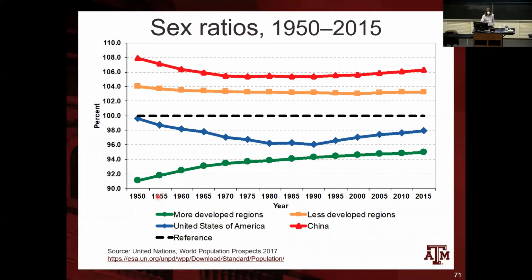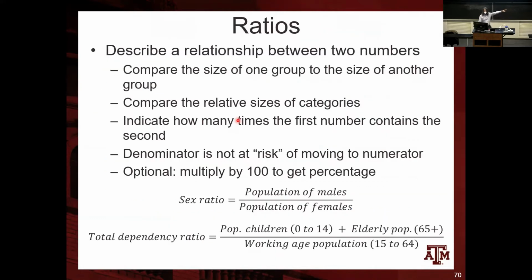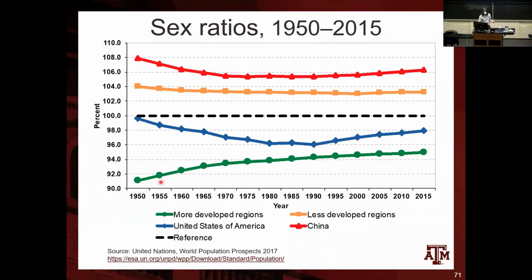That in more developed regions, you have a sex ratio below 100%. So just go back to the formula. I got this population of males divided by population of females multiplied by 100. If this number is above 100, I have more men than women. Below 100, I have more women than men. So what I see here is that in more developed regions, I have more women than men, right? But this differential has been declining over time. So the sex ratio increases, gets closer to 100%.